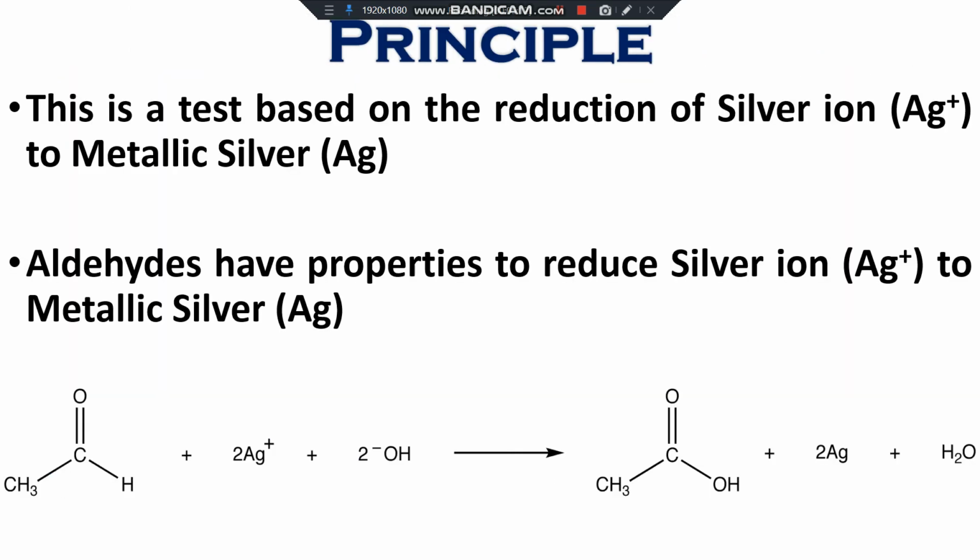The principle of the test is that it is based on the reduction of silver plus 1 ion into metallic silver, and correspondingly aldehyde will be oxidized to carboxylic acid. So aldehyde has the property to reduce silver ion to metallic silver.